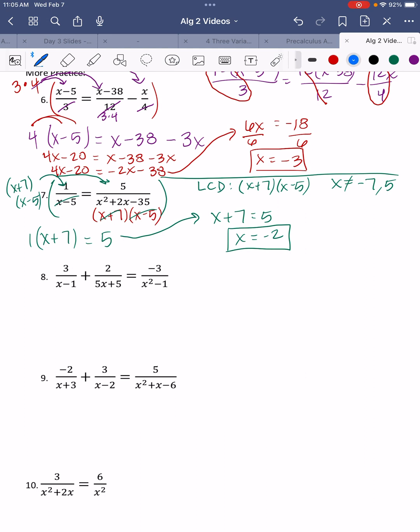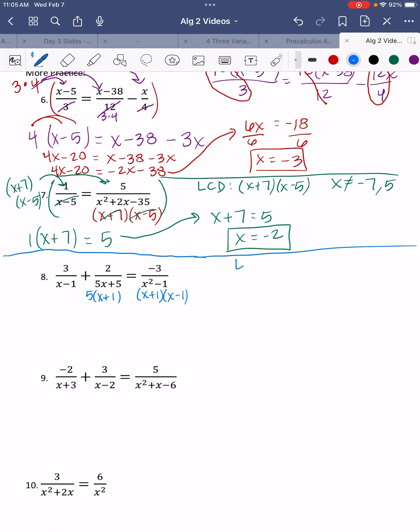Okay, let's keep going. Number 8, same process. We need a factor first to see if we have anything in common already. So even if it's just a GCF, we want to go ahead and take that 5 out. Then I see difference of perfect squares.